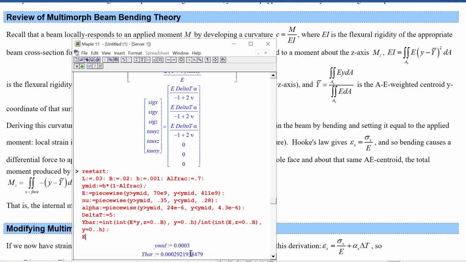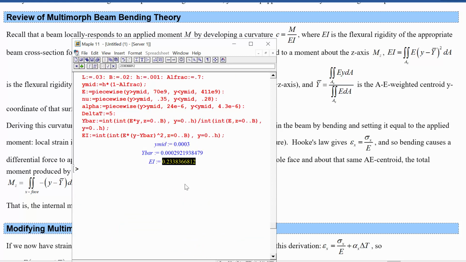Next up, we need EI. EI is the same integral thing, except what we're integrating this time is E times y minus y bar all squared, and we don't divide by the same integral of E. So there's that integral over the area. There's our EI. What does this mean?